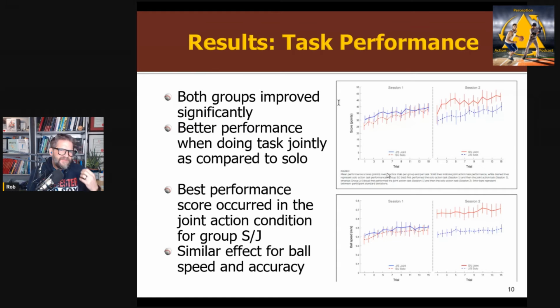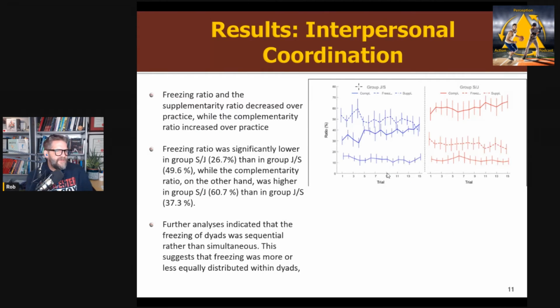There was a similar effect if you looked at ball speed. Ball speed was higher when you did solo first and moved to joint. Accuracy, if you looked at how precisely within the zone they turned the ball around, was higher as well for the SJ group, the group that did solo then joint. Okay, let's move to interpersonal coordination. So for this, remember, there are these 3 ratios. What they found was, interestingly, across training for all groups, the freezing ratio and the supplementary ratio were initially fairly high.